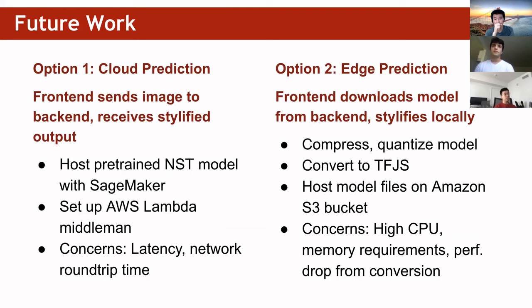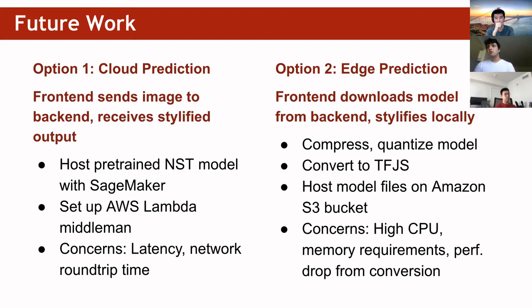So we have two options for ways we could go about doing this. One would be cloud prediction, where we would host a model on AWS SageMaker and then set up a middleman backend server with AWS Lambda and have, through API Gateway, the front end send requests to this model and have the model hosted in the cloud on a GPU, running images through the network and making predictions. But the issue is that this involves latency concerns due to longer network round trip times.